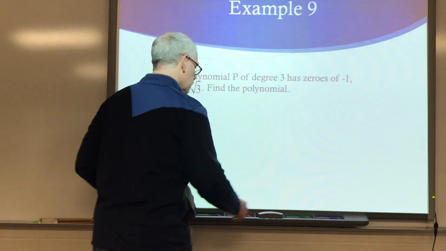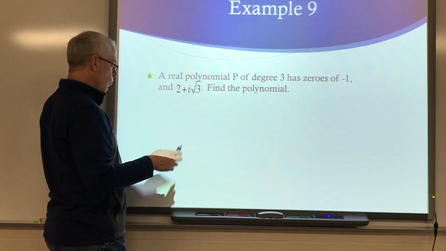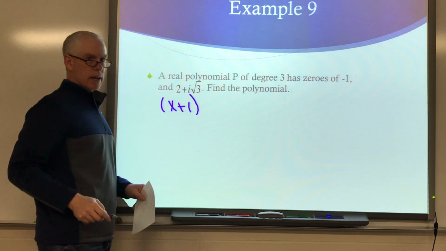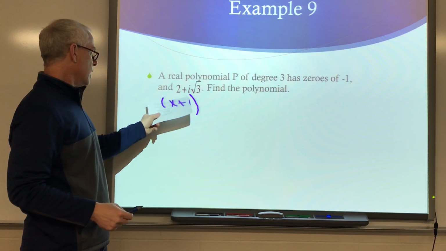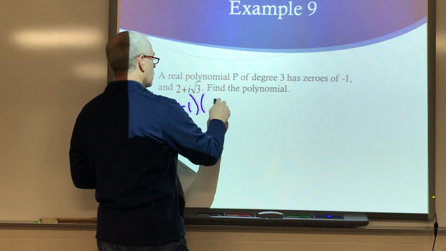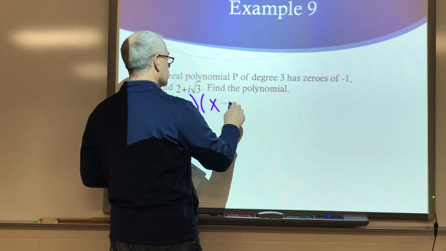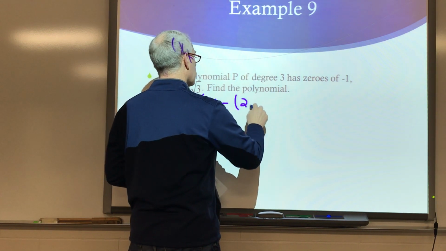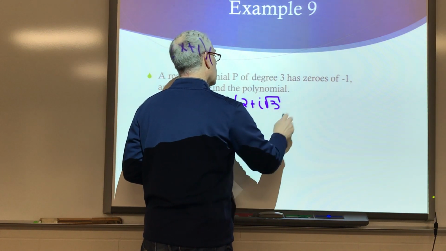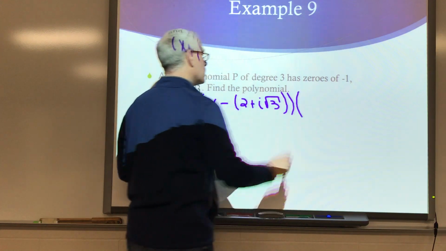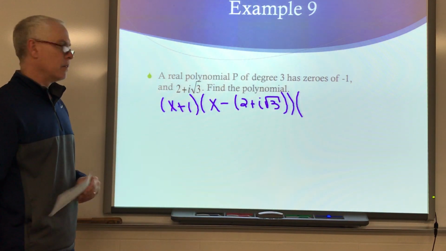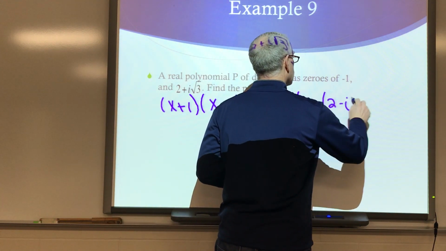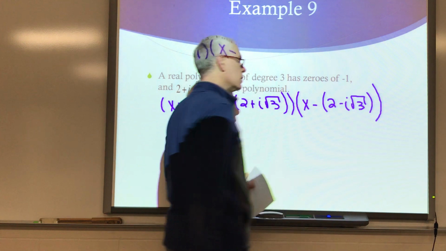Okay, so if -1 is a 0, then x plus 1 is the factor. If I put a -1 in, I get a 0. If 2 plus i square root of 3 is 0, then I'm going to go x minus 2 plus i square root of 3. Okay? And its conjugate pair has to also be a 0 from the previous slide. So 2 minus i square root of 3 is in there as well.